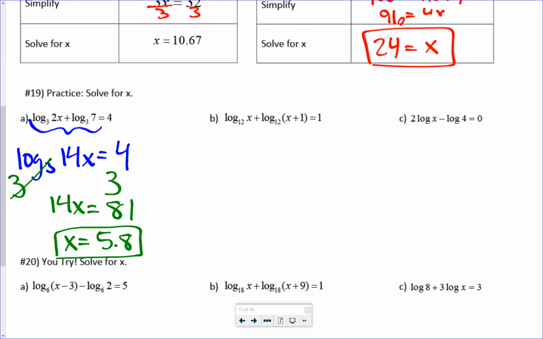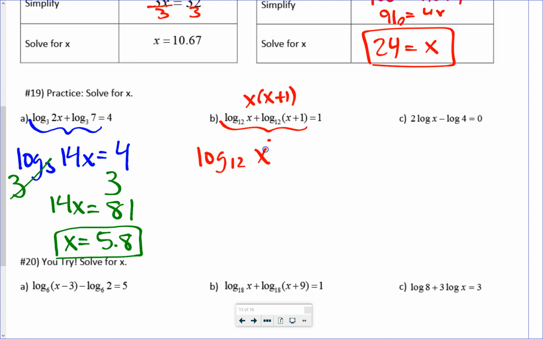Log 12 of x plus log 12 of x plus 1 equals 1. What product will I use to condense them first? We will do the product, so we'll multiply. So what is x times x plus 1? x squared plus x. Yes. That's not too bad.